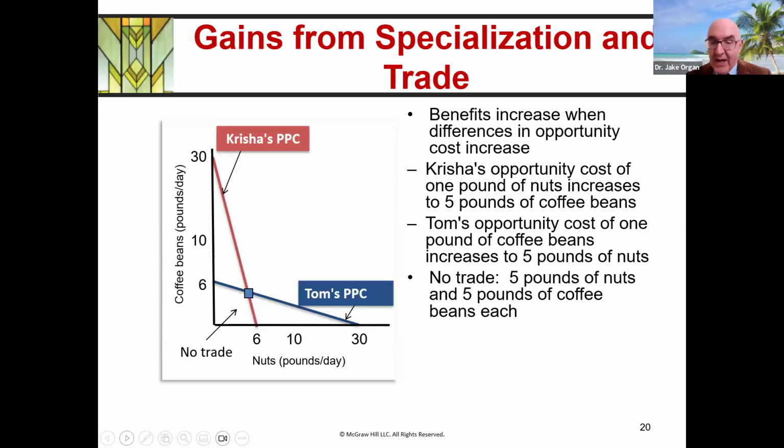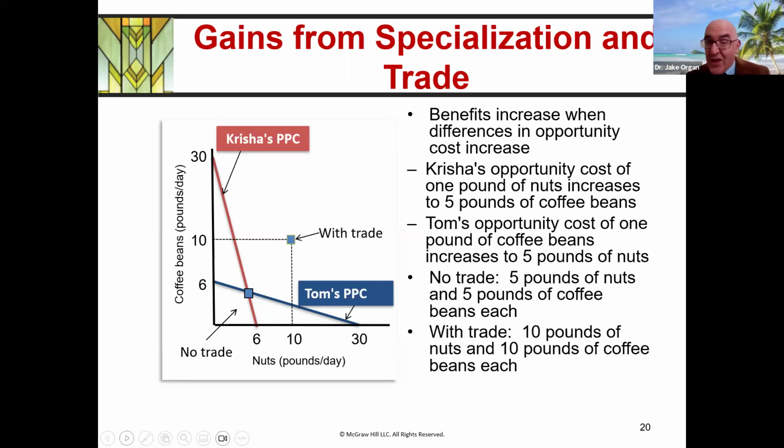And so no trade would mean that they're in this position where they've got basically 5 pounds of nuts and 5 pounds of coffee beans each. But with trade, it's going to be 10 pounds of nuts and 10 pounds of coffee beans each, isn't it? Because each is going to be able to produce 30 of their particular good.